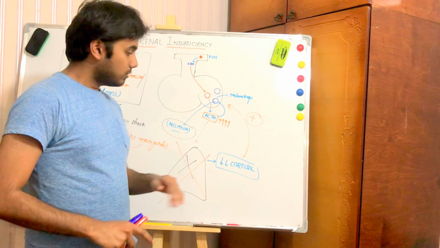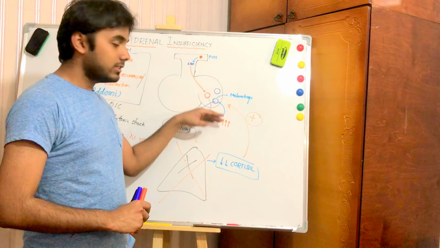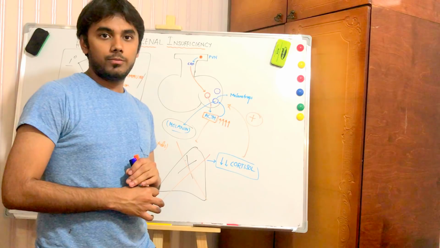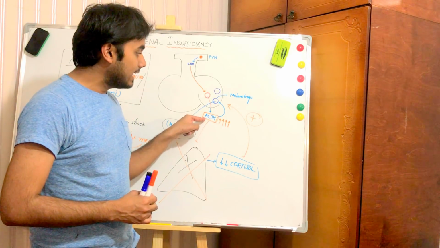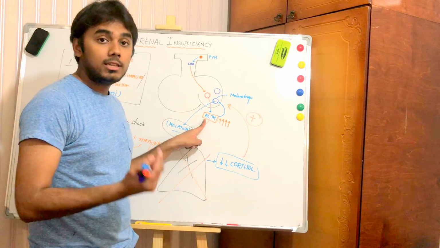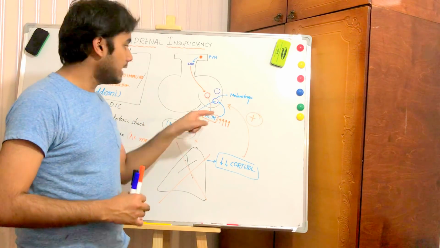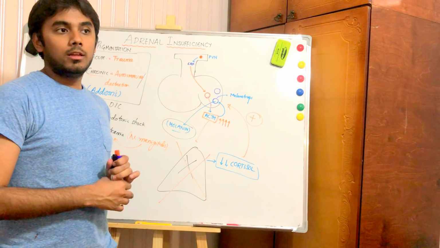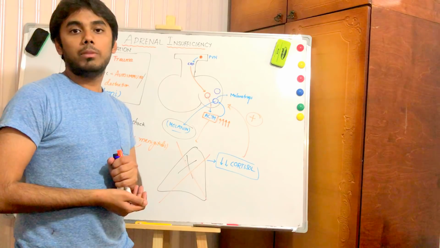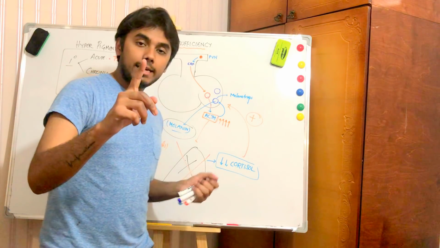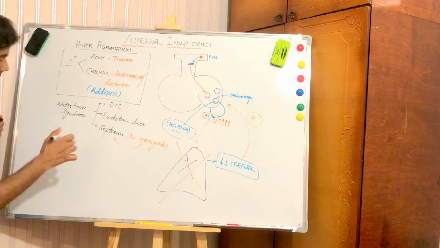So as a result, level of cortisol will be decreased. At the same time, level of ACTH also will be decreased. So when ACTH levels are reduced, when there is no ACTH, then there is no hormone to activate melanotropes and cause release of melanin. When there is no release of melanin, then there is no pigmentation. So in secondary adrenal insufficiency, there is no pigmentation. This is the important thing.